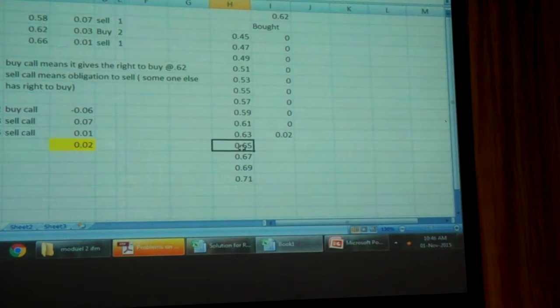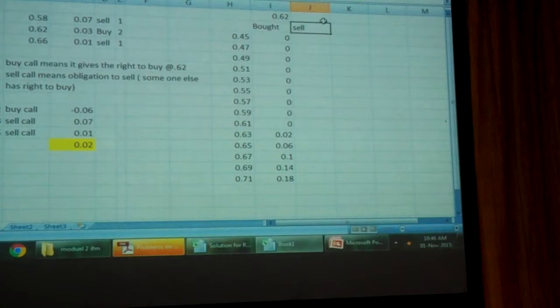If it is 0.65, I have a right to buy at 0.62. That means even in the market it is quoting at 0.65. I have a right to buy at 0.62. I will buy it. So 0.03 per contract I make profits. I have bought 2 contracts, right? 0.06. Okay. 0.67 I make 0.05 profits into 2, 0.1. 0.69 I will make 0.07 into 2, 0.14. Like that, I will make profits here. Okay. Now we will get into sell.